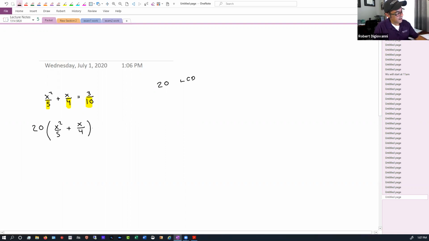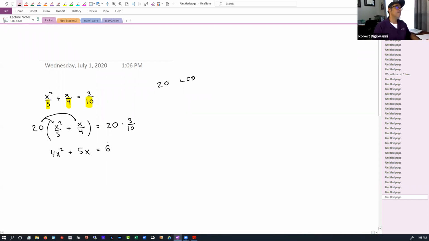So I'm clearing the fractions here. I'm going to multiply the right-hand side of the equation by 20. And when I do that and distribute through, you should get 4x squared plus 5x. I'm going to trust that when you put 20 on top there, 20 over 5 is 4 and 20 over 4 is 5. So that's where you get those two. And then on the right-hand side, you get 60 over 10, which would give you 6.